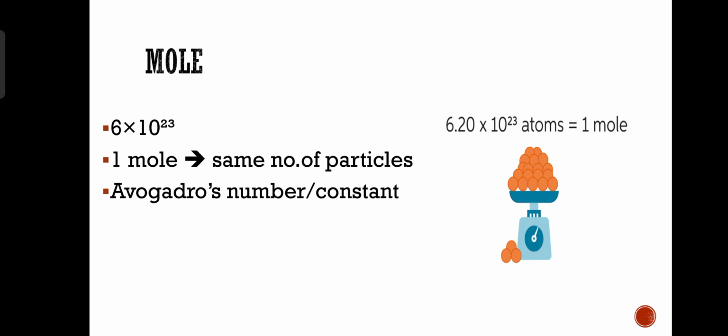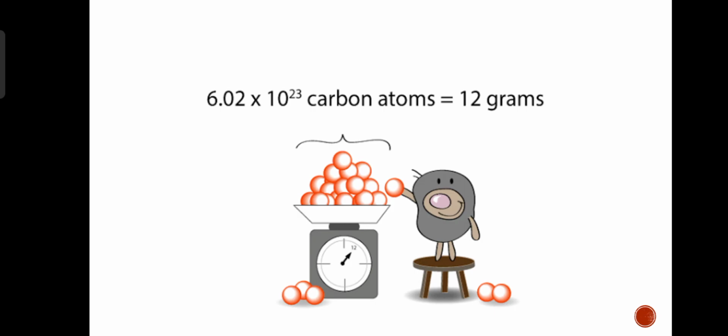So this value is called Avogadro's constant or Avogadro's number, and we call this value that 1 mole of any substance will have 6 multiplied 10 raised to power 23 atoms or particles. Particles refer to number of atoms, number of molecules, ions, or anything, right?